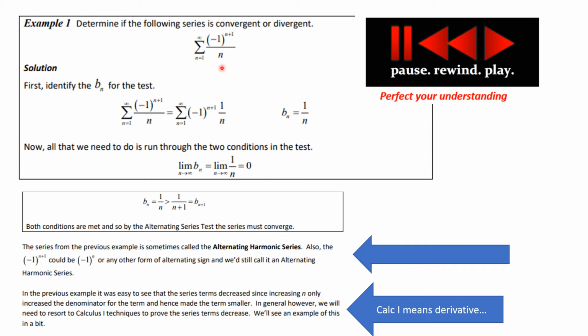Now this is a well-known series. It does have a name. Since this was the harmonic series, we will call this the alternating harmonic series.